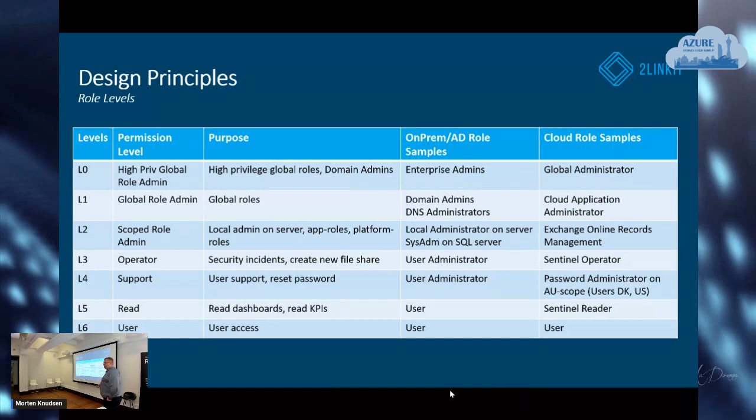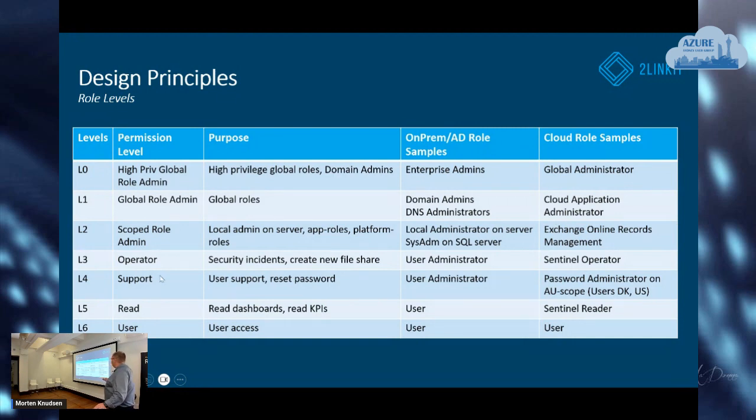L0, that would be the kings of the environment, the high privileged global role admin. And if you compare this with an old AD environment, that would be the enterprise admin. And inside the Azure environment, it would be the global administrator. Underneath the L0, we have the L1, which are the global role admins. That could be domain admins and DNS administrators, or it could be one of these global roles out of the 102 roles that we have, for example, the cloud application administrator.